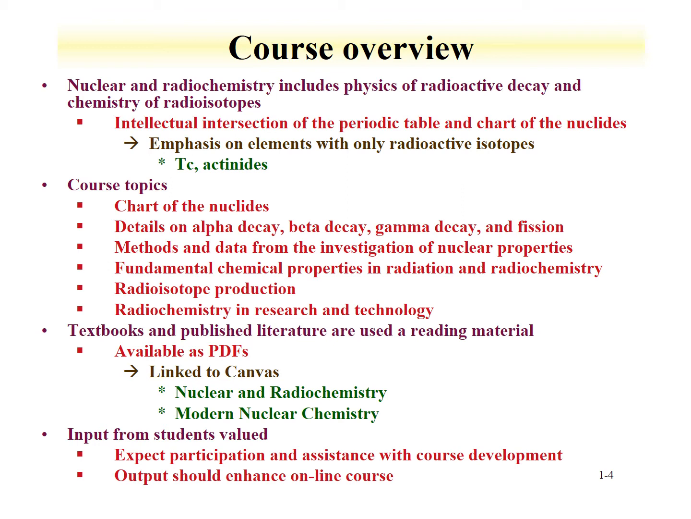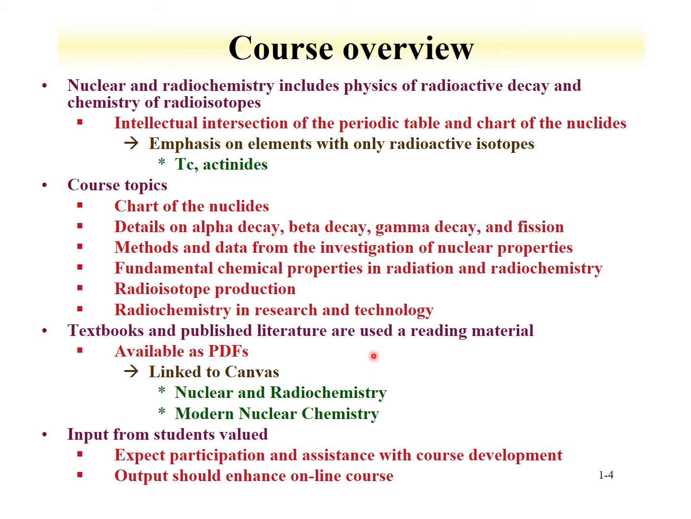The course topics include the chart of the nuclides, and details on alpha decay, beta decay, gamma decay, and fission. You should understand what the differences are in those by the end of the course. Methods and data that are obtained from investigating nuclear properties. We'll have discussions on the fundamental chemical properties that are involved in radiation and radiochemistry, particularly how they intersect with the elements that are only available in radioactive isotopes, such as technetium and particularly the actinides. We'll discuss how isotopes are produced, and we'll talk about how radiochemistry is used in research and technology.